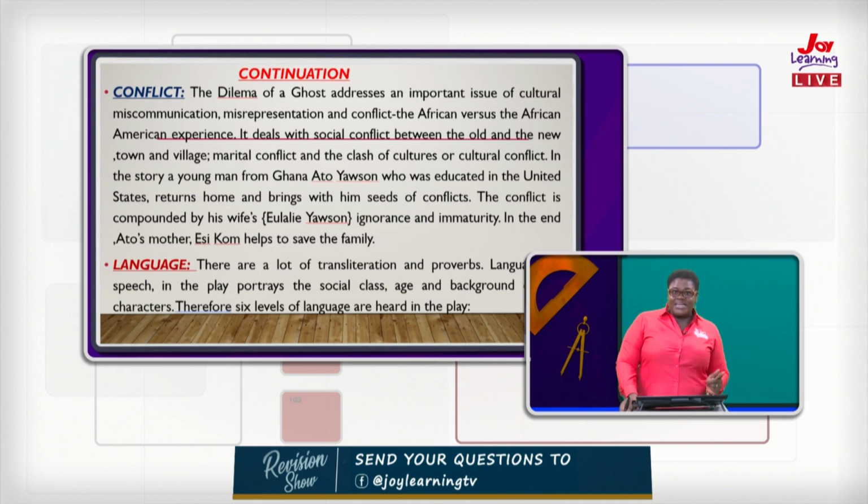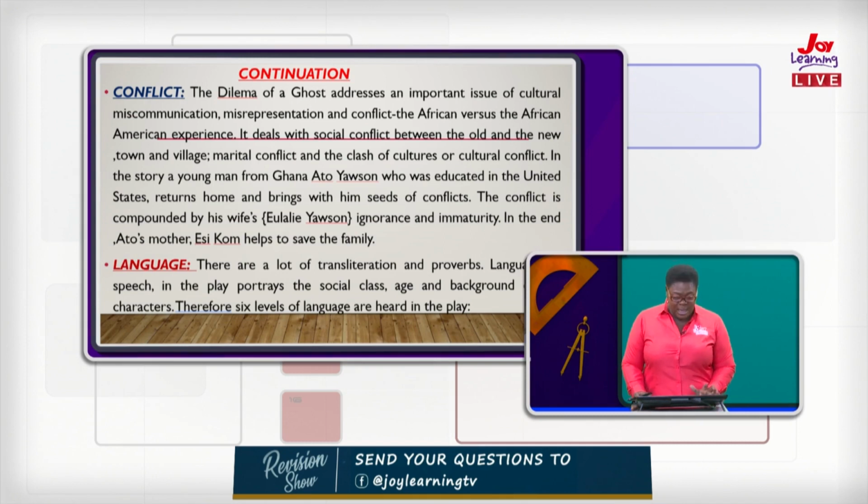Now, I go on to the next element, that is conflict. The Dilemma of a Ghost addresses an important issue of cultural miscommunication, misrepresentation, and conflict. That is the African versus the African-American. So it deals with social conflict between the old and the new, the town and village, marital conflict, and the clash of cultures, or cultural conflict.